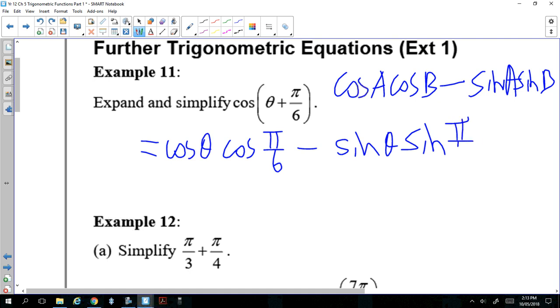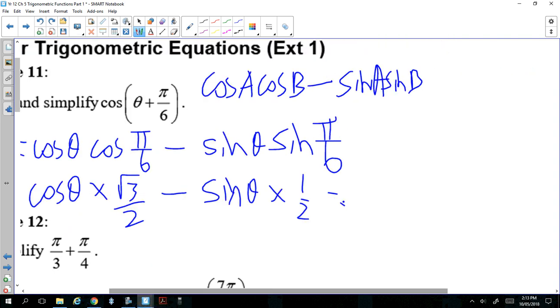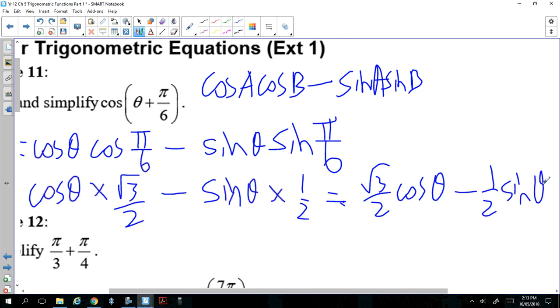What's cos pi over 6 equal to? Exact form. Cos pi on 6 is root 3 on 2. Good. Sine pi over 6 is 1 on 2. Yeah. So what do we get at the end? You get root 3 over 2 cos theta. Better to write the number in front of the pronumeral, minus half sine theta. Good. Okay. All right, good. So we can do this sort of questions, which will be in your textbook.